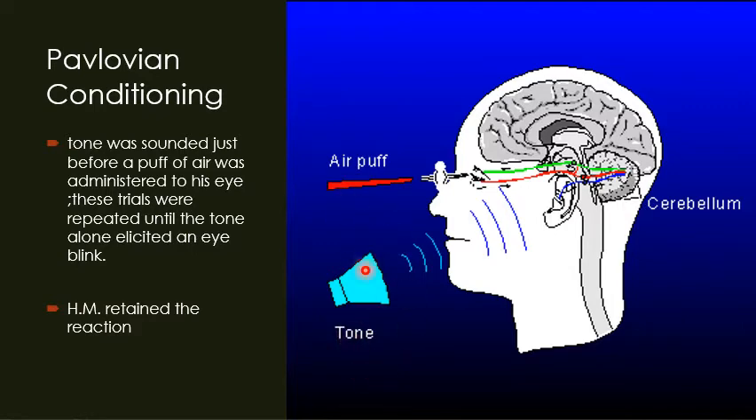And with the tone alone, without the air puff, HM already blinks. So he was able to retain this reaction. And it was stored in particular in the cerebellum. So conditioning can be stored in the cerebellum. So again, this goes to show that a part of HM's long-term memory is still functional.